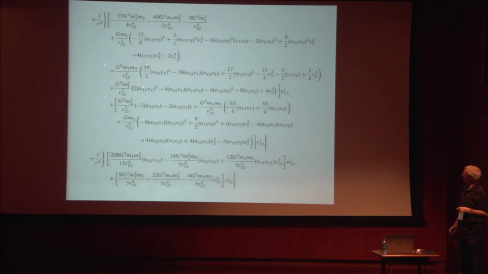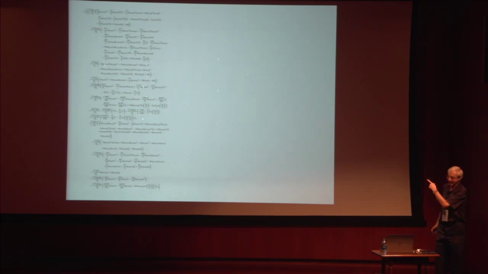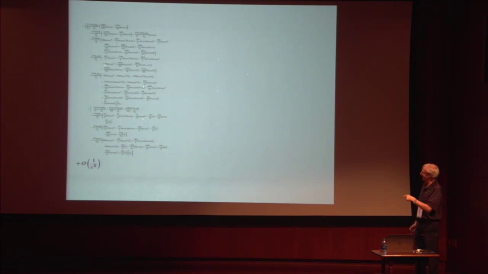If you work very hard, you'll see the 1 over c to the 4th, and then 1 over c to the 5th. This is the term that actually has the radiation reaction force from the quadrupole formula. And you can keep going, right? And that's where we stop, right? Right now, the calculations are only done up to 1 over c to the 7th. People are still working on the 1 over c to the 8th.